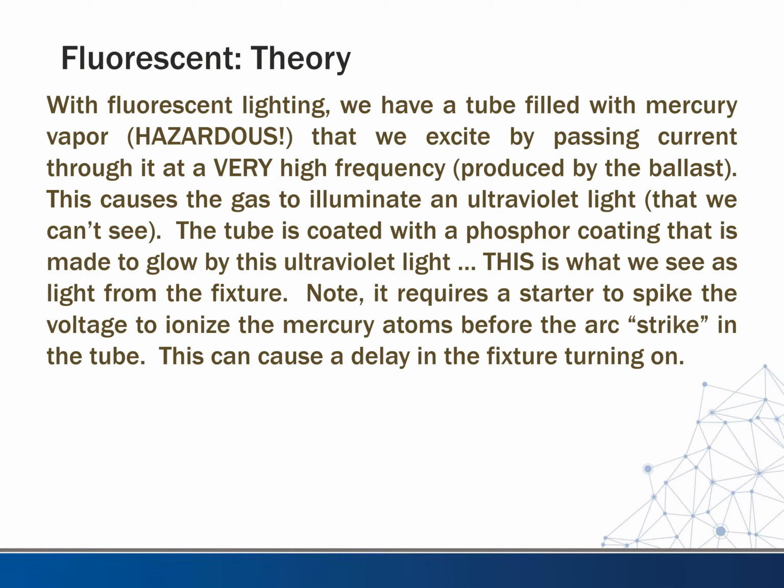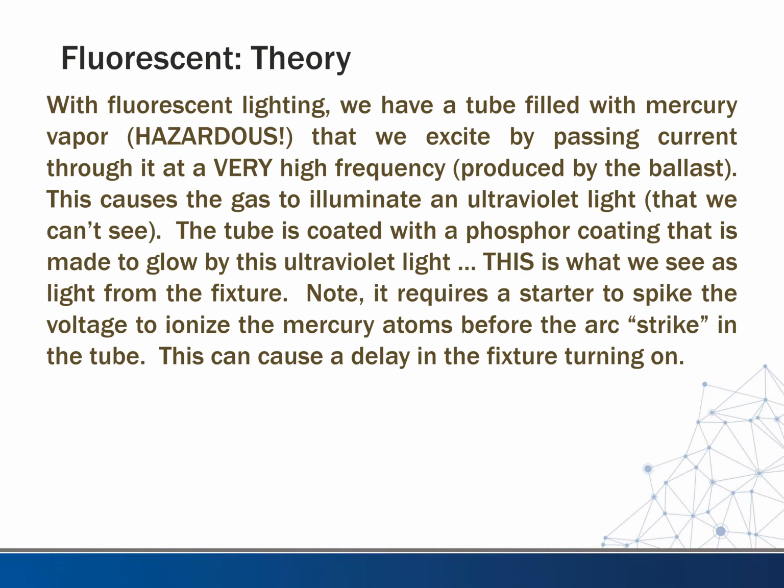With fluorescent lighting, we have a tube filled with mercury vapor that we excite by passing current through it at a very high frequency. You need to keep in mind that this mercury vapor is very hazardous, and you should take caution when removing these bulbs because you don't want to break them, as it could be toxic. And this high frequency is produced by the ballast, which is a part of the luminaire. This causes the gas to emit ultraviolet light. Remember that we can't see ultraviolet light, so the tube is coated with a phosphorus coating that is made to glow by this ultraviolet light. This is actually what we see as light coming from the fixture.